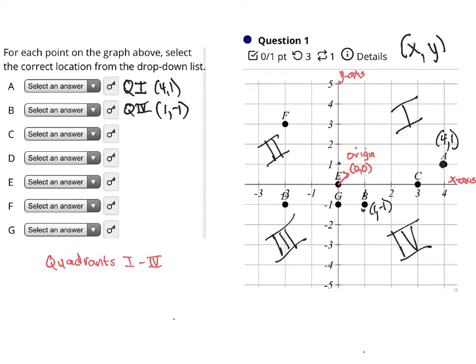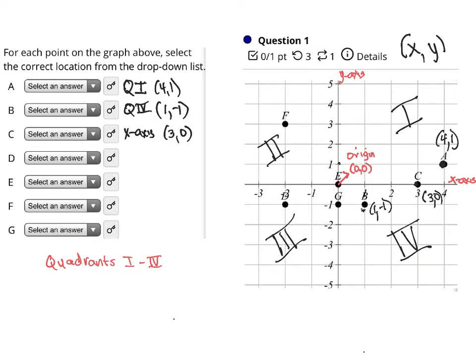Okay, let's go to C, which is right here, and it is on the x-axis, so it's not in a quadrant. You can see when you did the drop down, it probably said x-axis, and notice that is at the ordered pair. The x is at 3, and if you look to the y, it's at 0. So this would be the x-axis, and the ordered pair would be 3, 0.